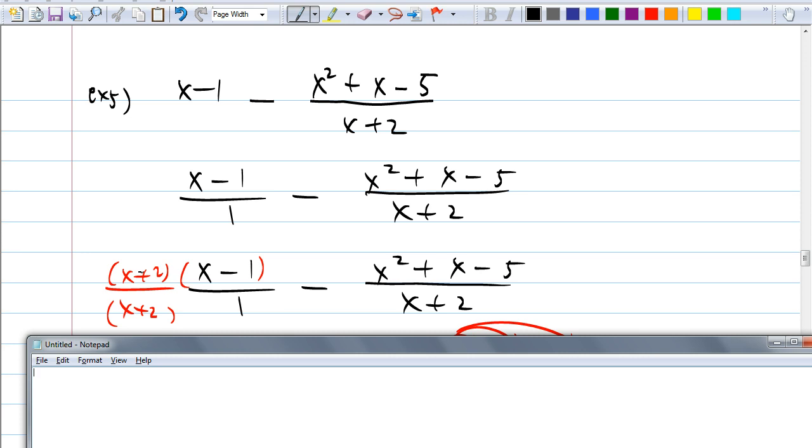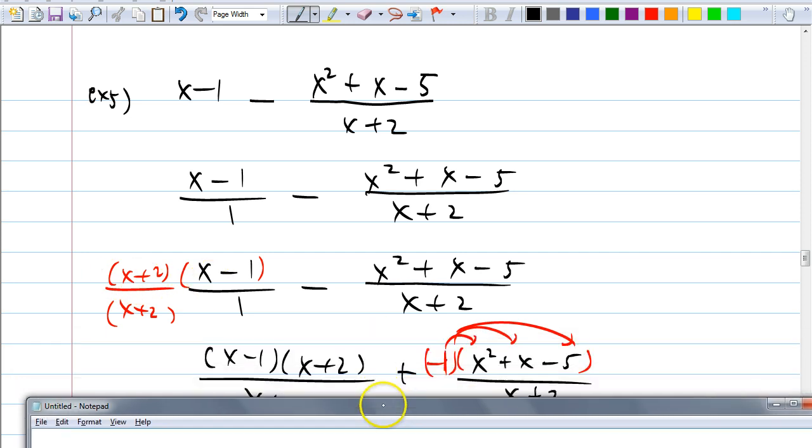I multiply the x plus 2 and x minus 1. Yeah, you need to multiply this out because you can't really do much here. You have to subtract all the numerators and then. So what is x plus 2 times x minus 1? What did you get? x squared plus x minus 2 over x plus 2.